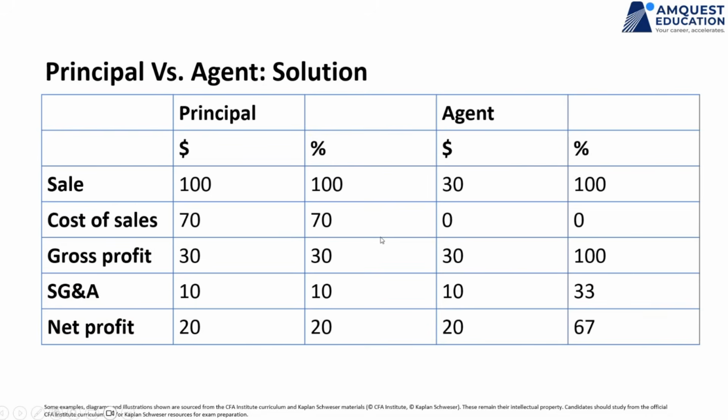As a principal, $100 of sales, $70 of cost, $30 of profit, and $10 of operating expense, sales, general, and administrative expense, which means you are getting net profit of 20. And we are going to subtract these two elements to estimate what a principal will look like. Principal is straightforward.